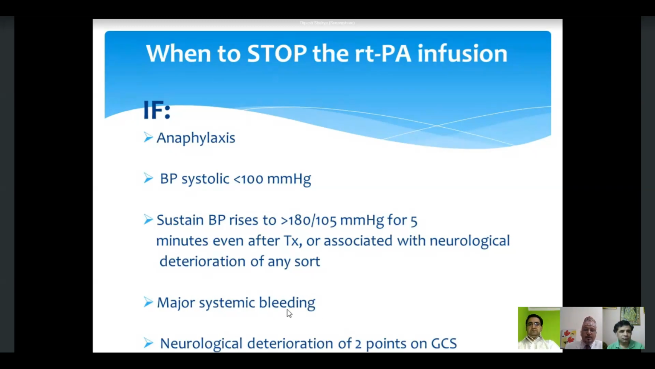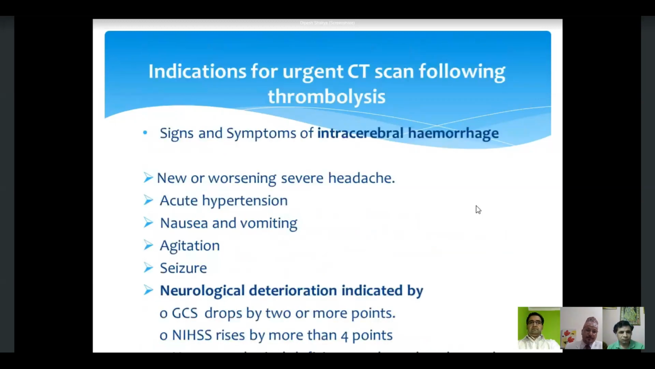If there is a neurological deterioration, a GCS decrease of more than 2, then we consider it a neurological deterioration and we need to stop tPA.